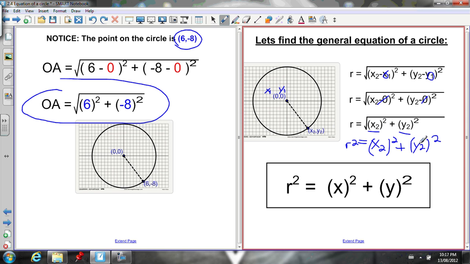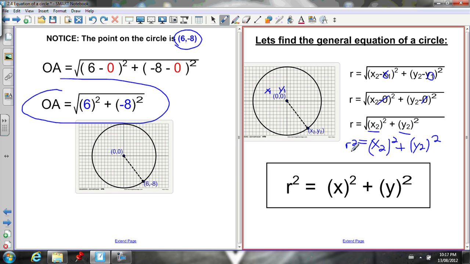Because we know it's always centered at the origin, at 0, 0, we only have one point in our equation. We only have one x and one y, so we don't have to write a number signifying which point it is, because we're only interested in one point really on the circle. We want an equation that will take into account every point on the circle, so we don't have to write the subscript 2 here.